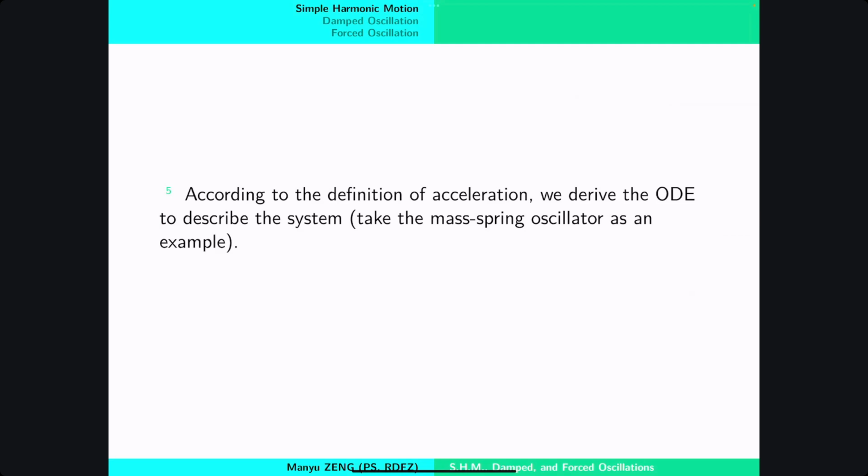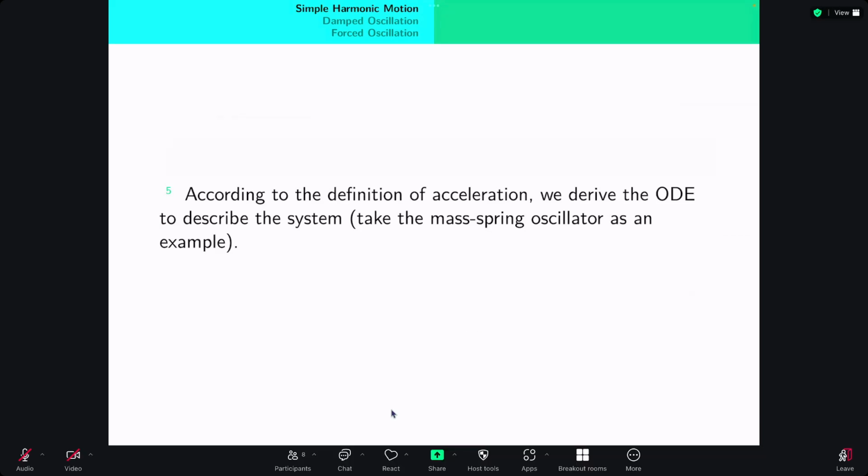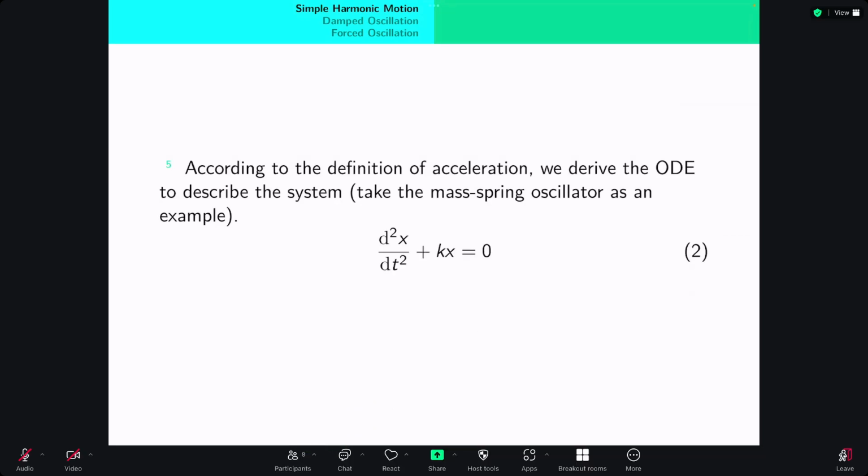We can write the equation in this form. k is the constant we introduced before, and d squared x over dt squared is the acceleration. So v is dx over dt, and differentiating with respect to time again, we get the acceleration d squared x over dt squared. So d squared x over dt squared plus kx equals 0, which is the same as equation 1. Does anyone have a question? You're welcome to ask. No? Okay, I will continue.